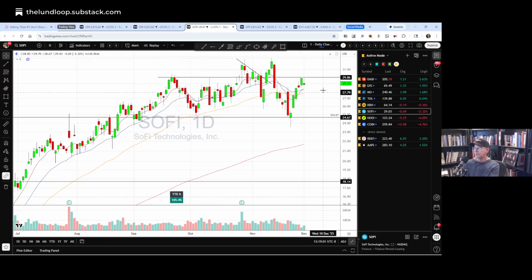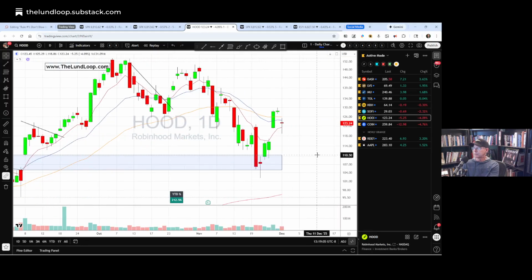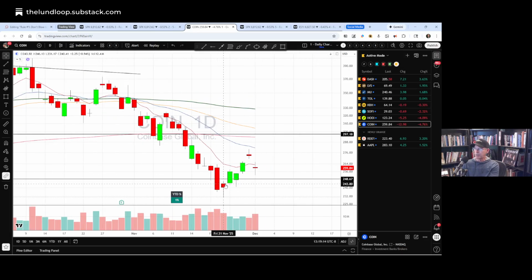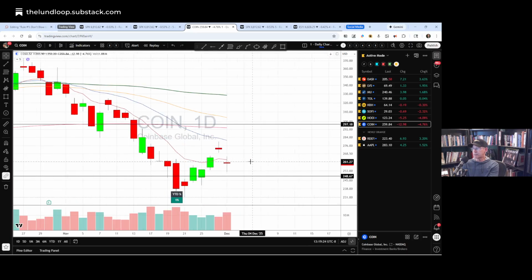SoFi, still active, but it needs to get moving here. Hood, still active, but it also needs to hold up here. And finally, Coin, which we originally had put on the list here, and it was one of those snapback trades, a type I don't really like, but it did extend, and it went all the way from 244 as high as 280, and now it's kind of broken and back below the 8, so we take it off the list.